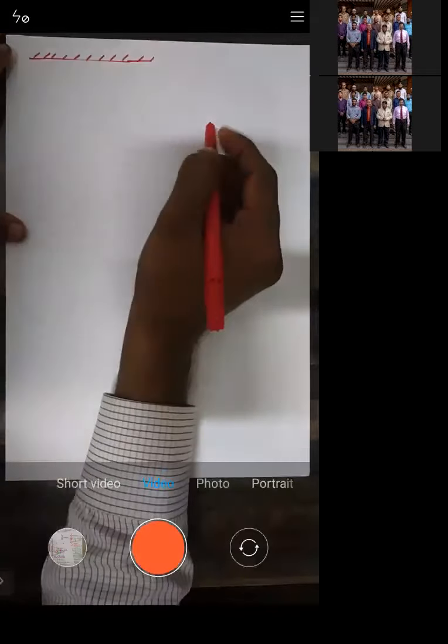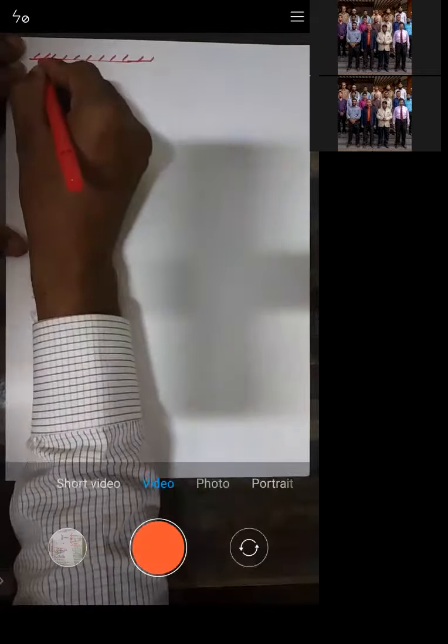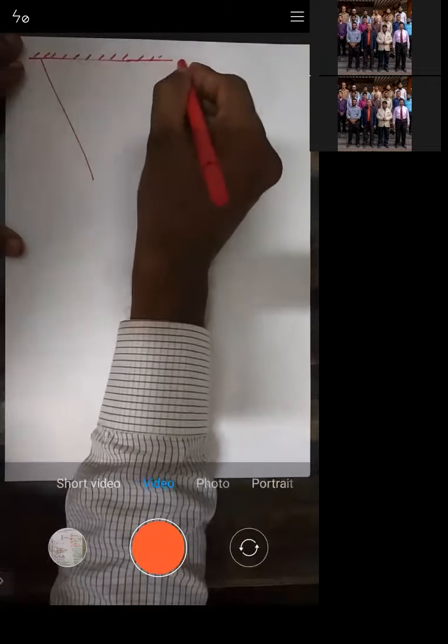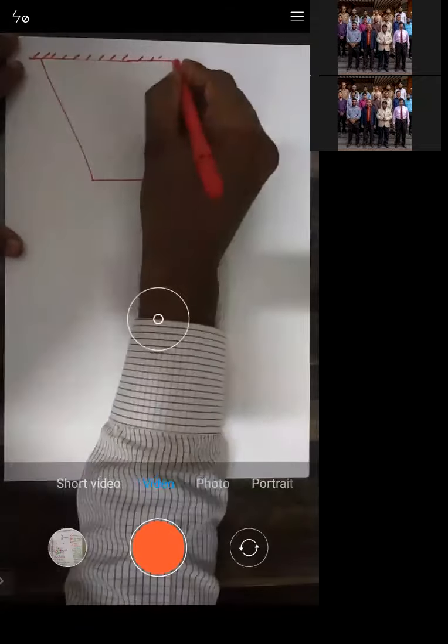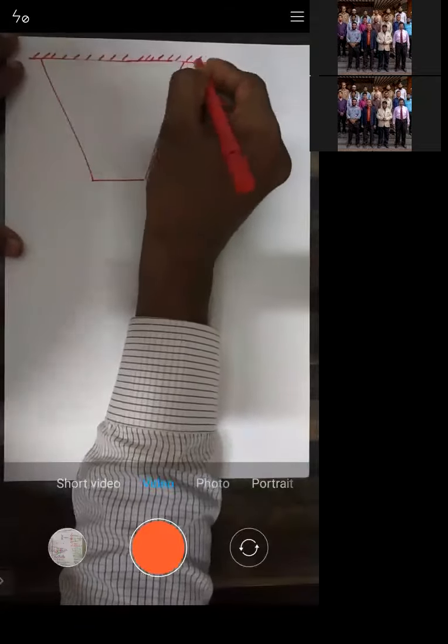This is a fixed support, and to this fixed support they have attached one vertical tapered bar. I will just draw the diagram. This is the vertical tapered bar which they have attached to the fixed support.